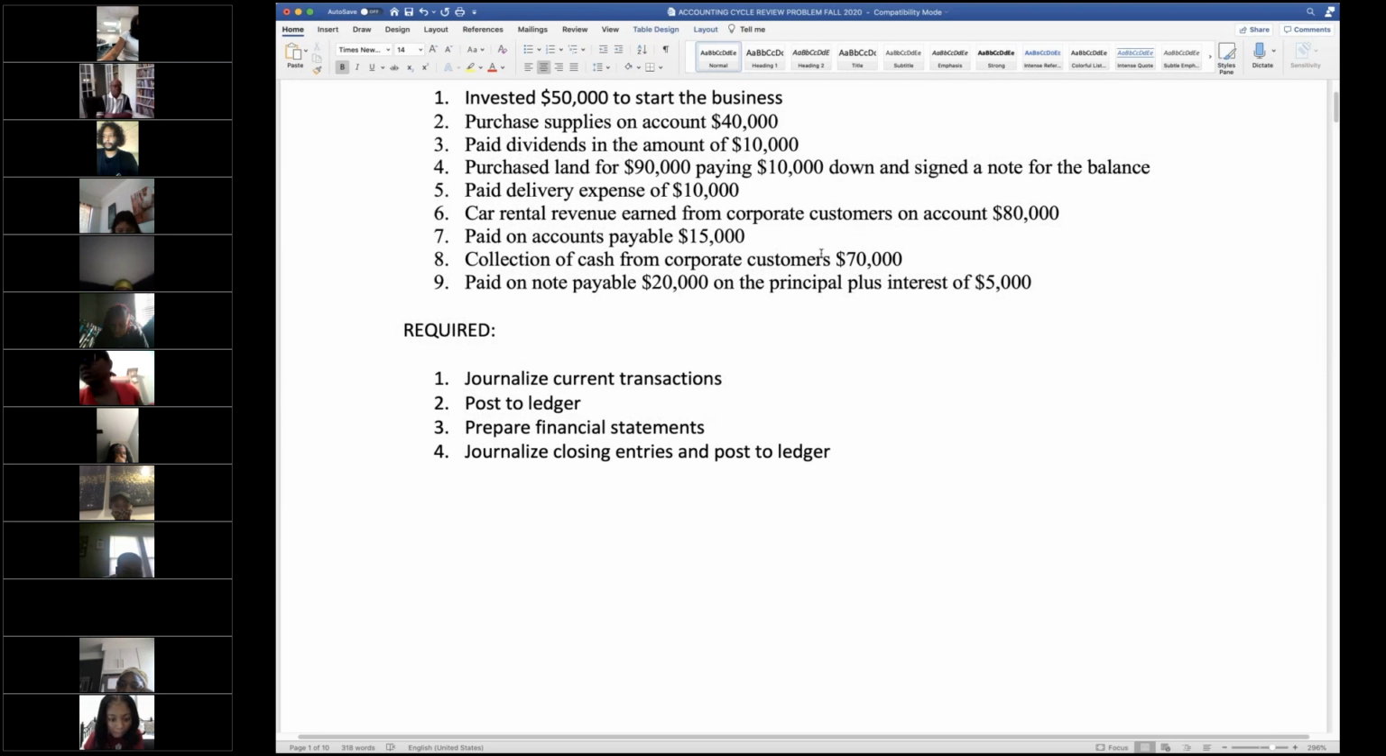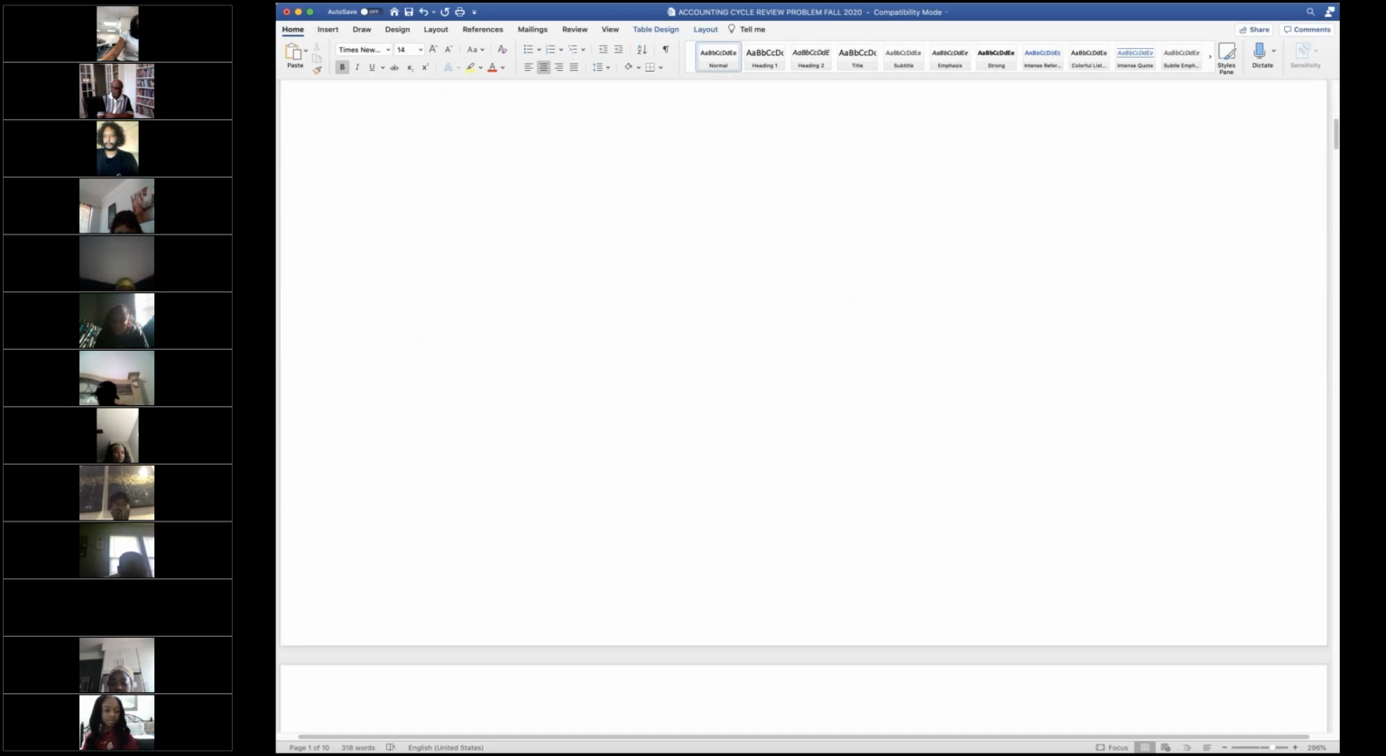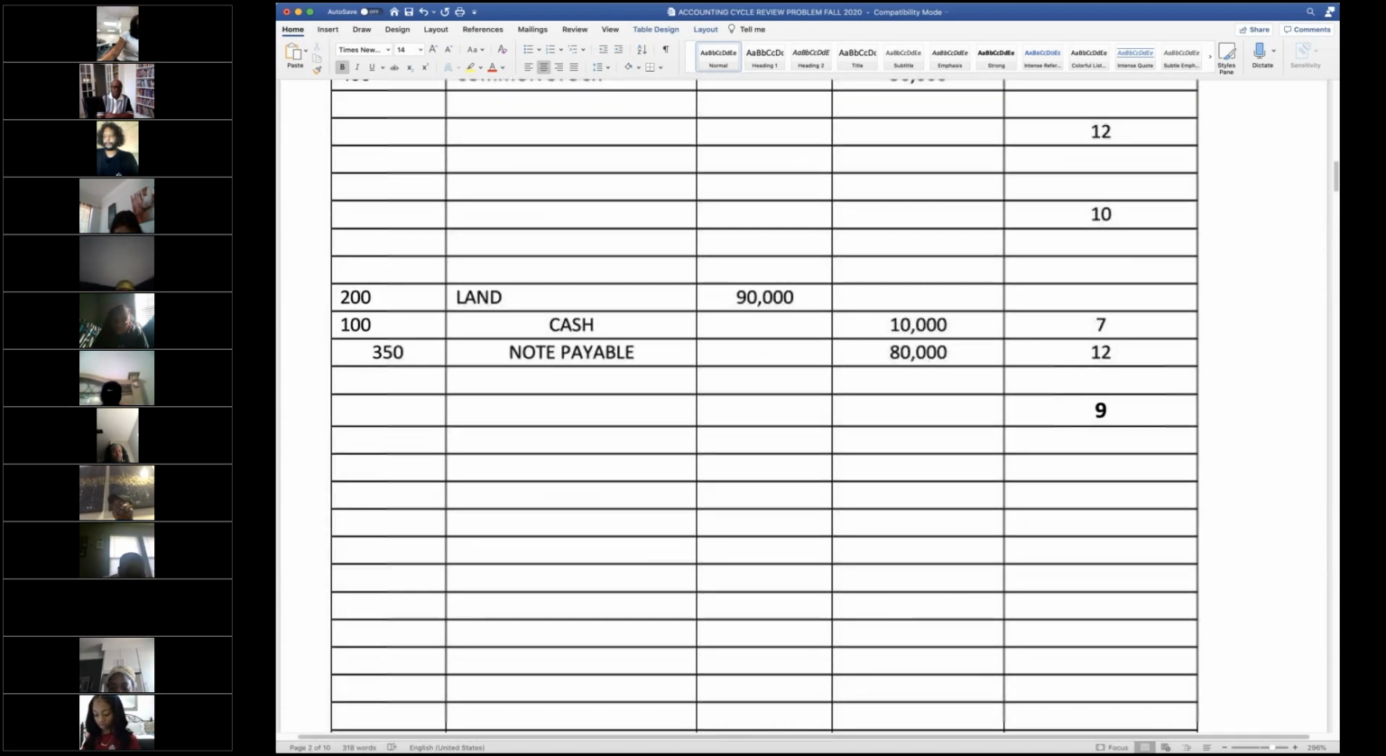The next thing we want to do is car rental revenue earned from corporate customers, 80,000. What type is that? That's a type 15. Okay. You've done the work. So what you gonna debit? You're gonna debit 80,000 for accounts receivable. Credit. Yes, 110 accounts receivable. Because you've done the work.